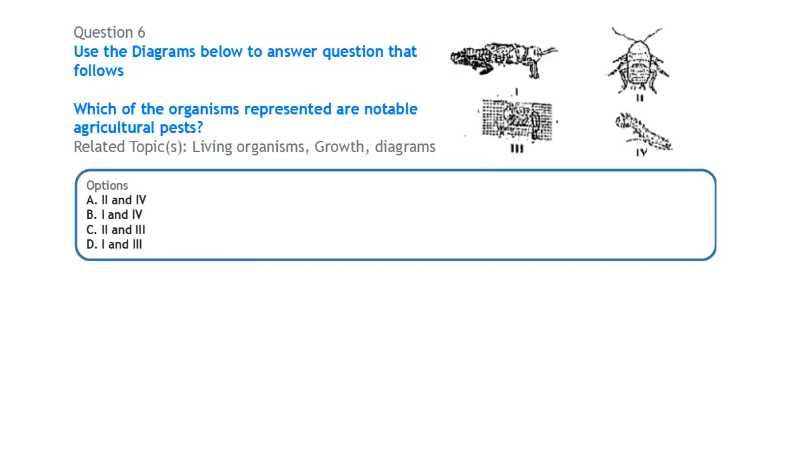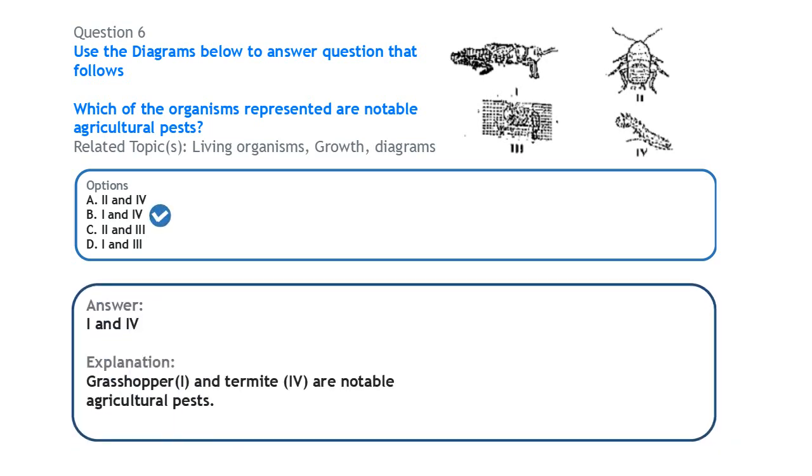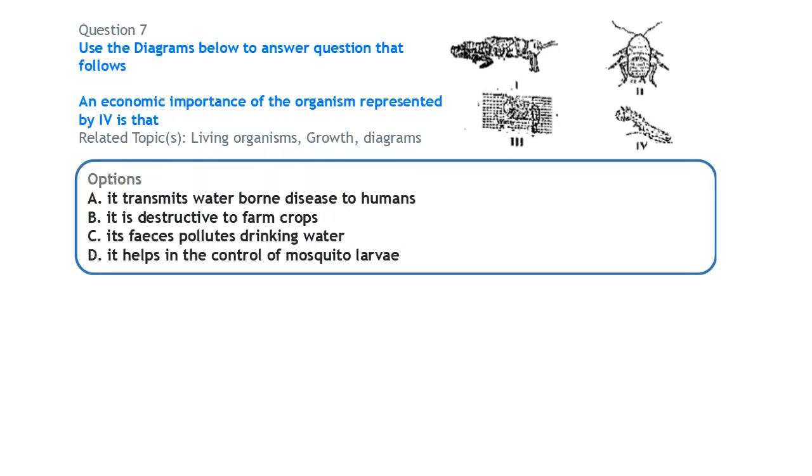Next, we have a diagram here. We have to use it to answer the question. Which of the organisms represented are notable agricultural pests? That is I, the grasshopper, and IV, the termite. I is the grasshopper from the diagram that we have here, and the second one, IV, is the termite. Both of them are agricultural pests in that they are capable of causing damage to plant crops.